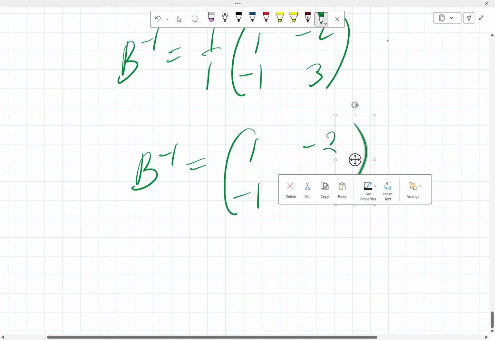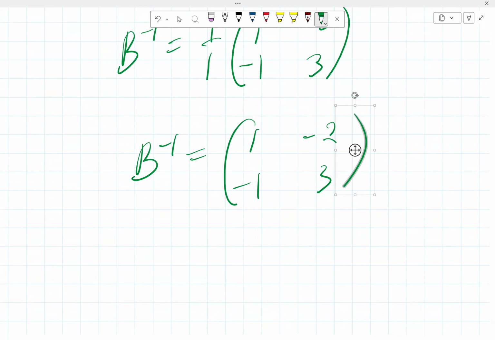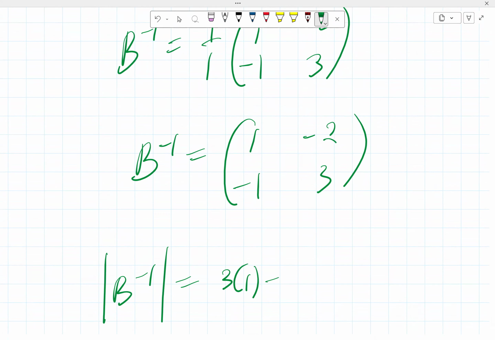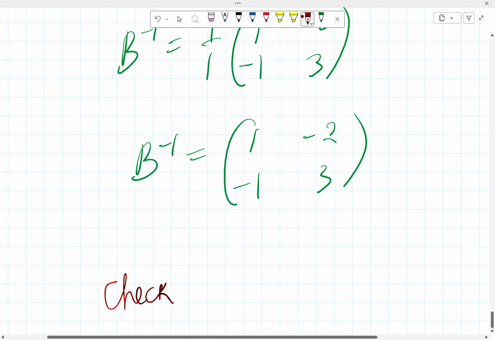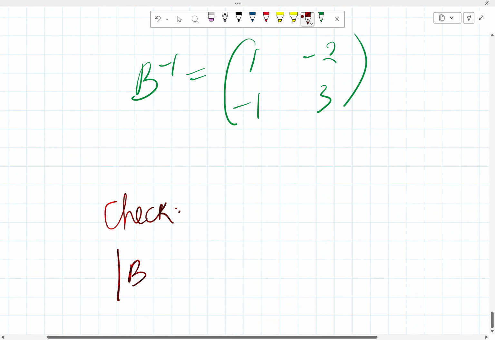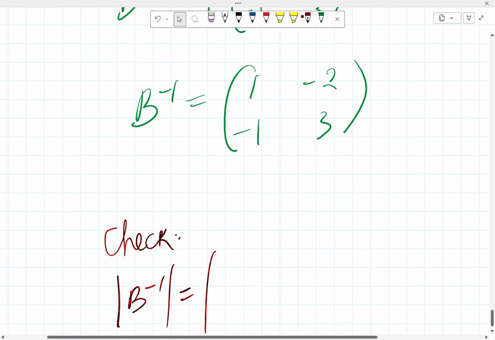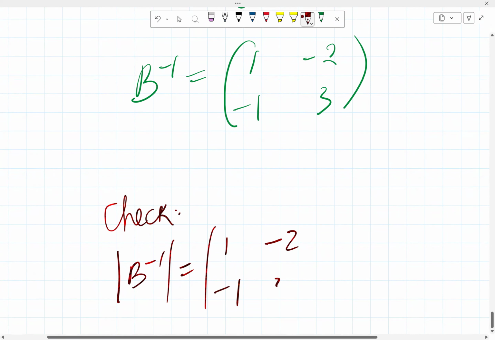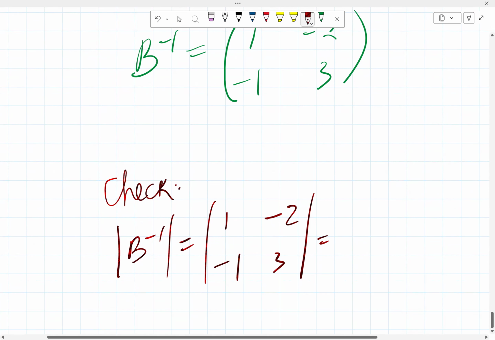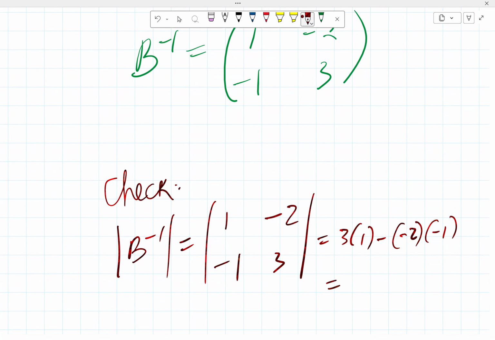So the determinant of B inverse in this case is going to be 3 times 1. I think this is a kind of check. So to check, you want to see that the determinant of B inverse is equal to the determinant of 1 minus 2 minus 1, 3. That will be 3 times 1 minus 2 times minus 1. That will be 3 times 1, 3. All right.